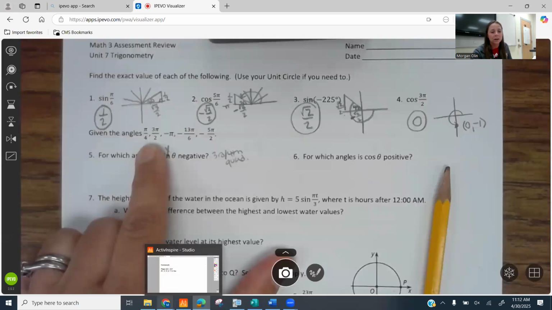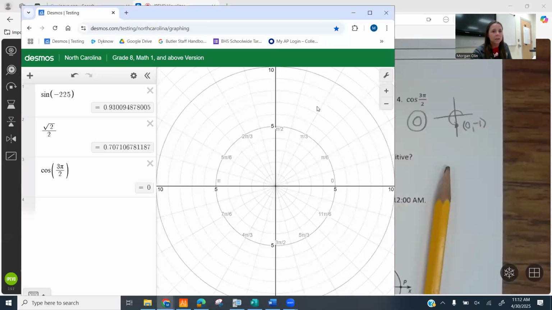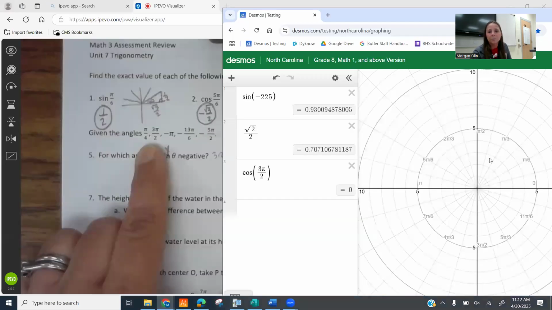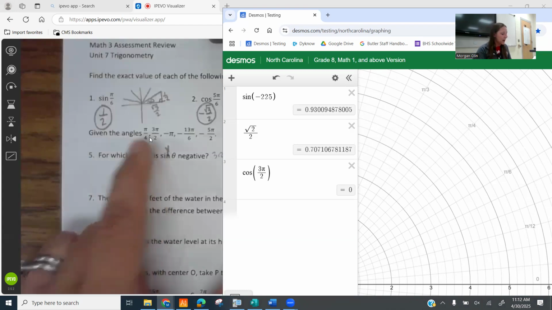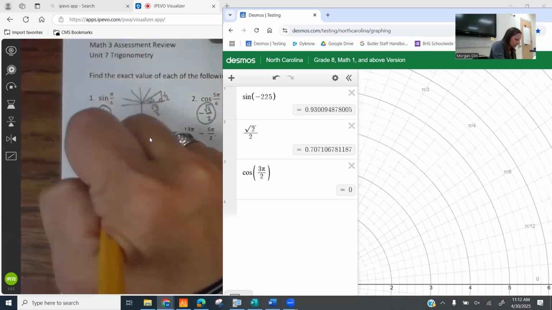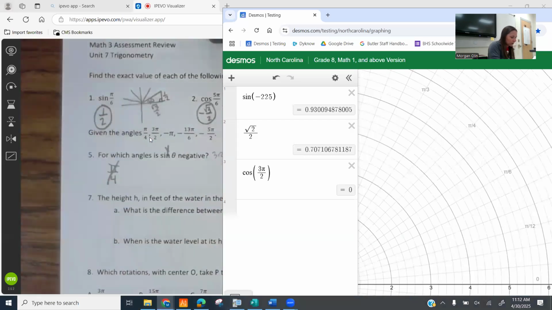So let's look at this right here. Let me move this for a second. All right, pi over 4. Pi over 4 is when I zoom in right here. There we go. We see pi over 4 in the first quadrant. So sine is going to be positive. So it's not pi over 4.